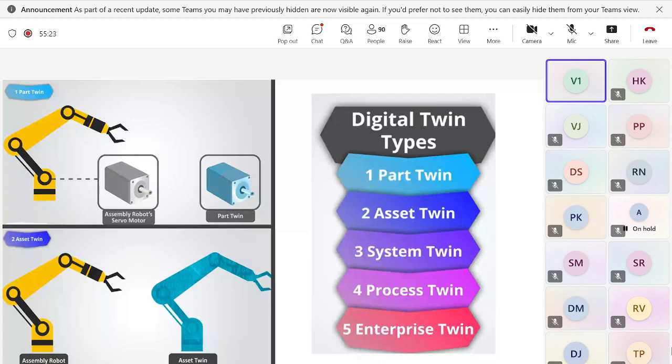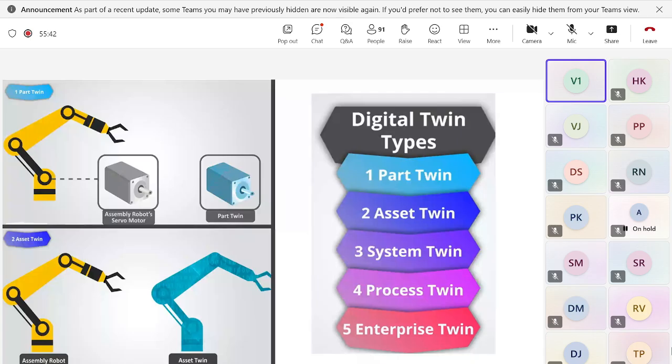When we get into robots, we talk in terms of different types: hydraulic, pneumatic, and electric, and how they are connected across. So we call them links, joints, and the dynamics also come into it. So this is a basic robot, servo motor, assembly robot. This is a part twin.